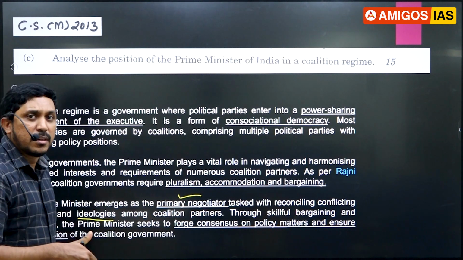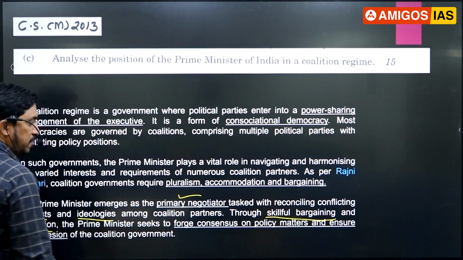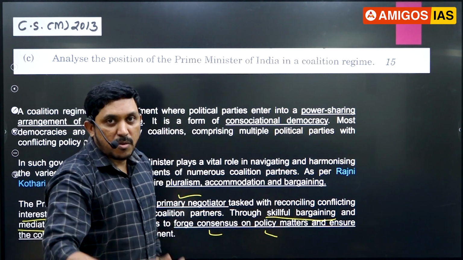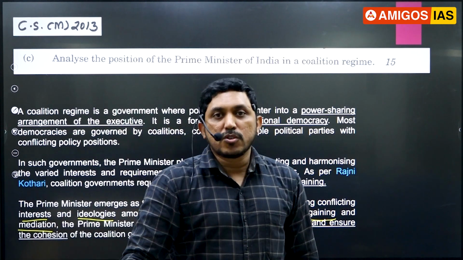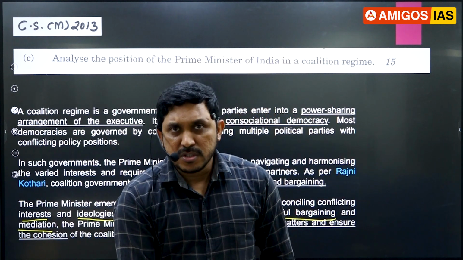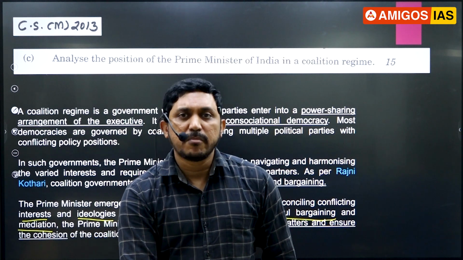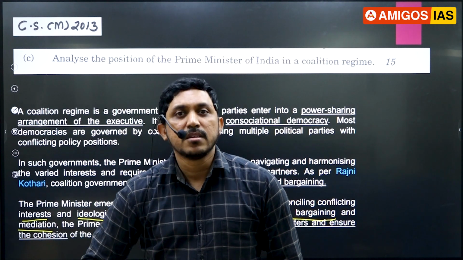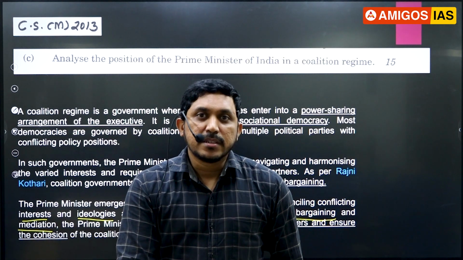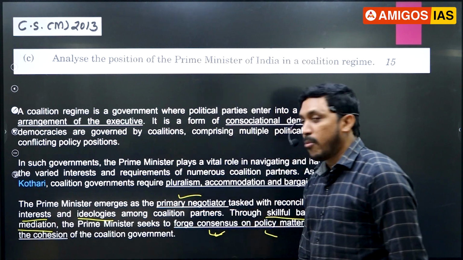So what he has to do then? He has to do skillful bargaining and mediation. He has to bring consensus on policy matters. Now Prime Minister Modi, he has to bring consensus on different matters. Okay, in the past Nitish Kumar was serving as railway minister. Of course, as of now we don't know what are the portfolios which have been divided between these coalition partners. What if there are some important portfolios the other coalition partners are seeking? There, the Prime Minister has to make sure there is some kind of consensus on policy matters.